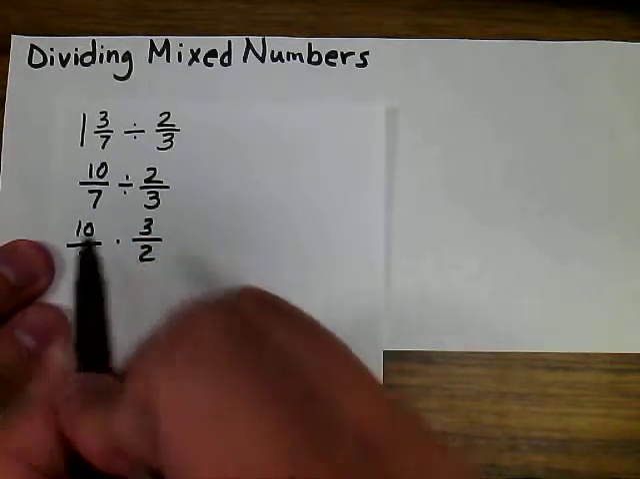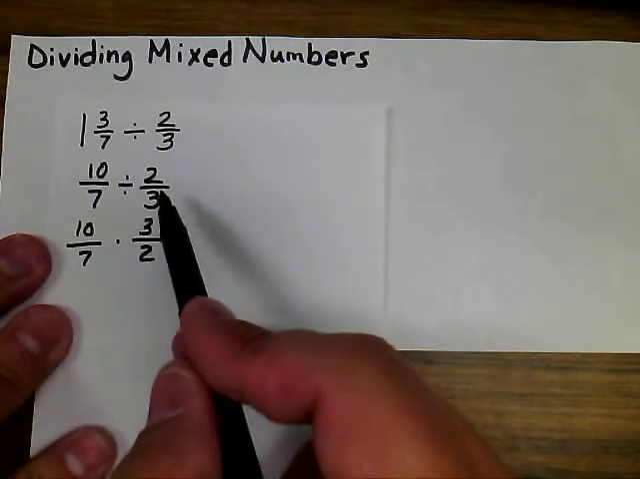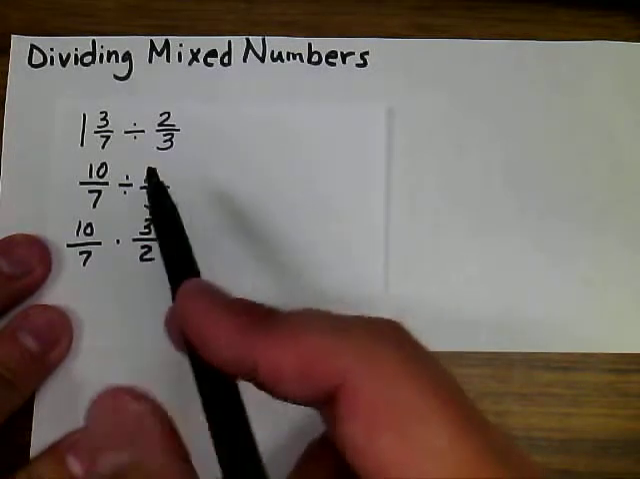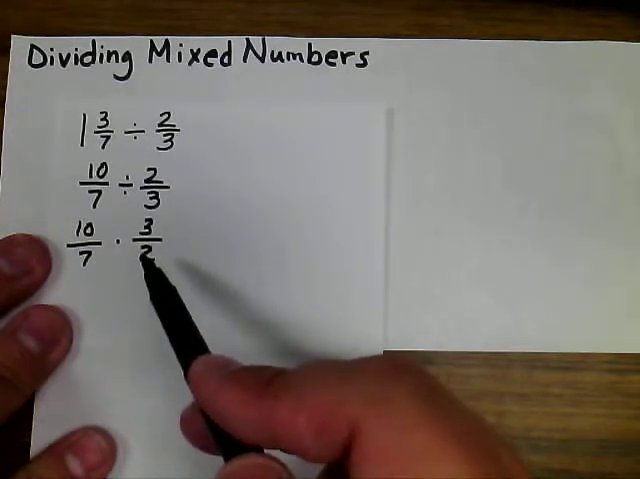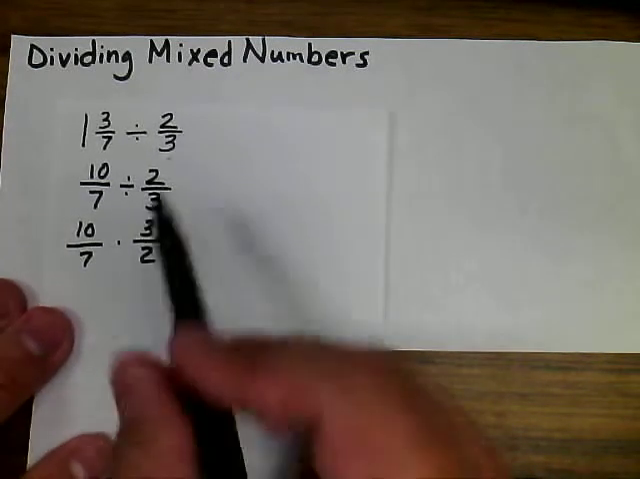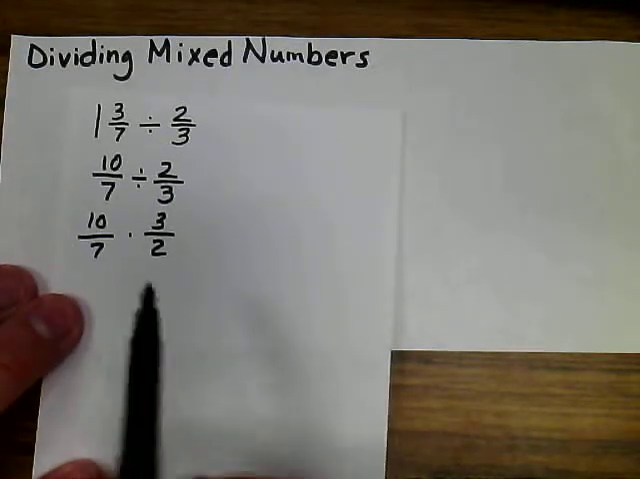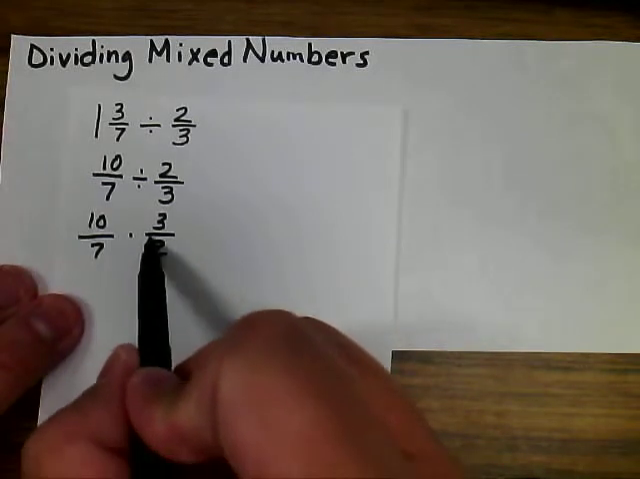I always take the time to rewrite my question as a division problem with the improper fractions first, to make sure I don't forget the step to reciprocal. Many students try to do reciprocal on their first step, and sometimes as a result of that, they forget. So I always like to rewrite it and follow that same standard procedure. Now in this case, I can only cross cancel the 2 and the 10 by dividing both by a factor of 2.